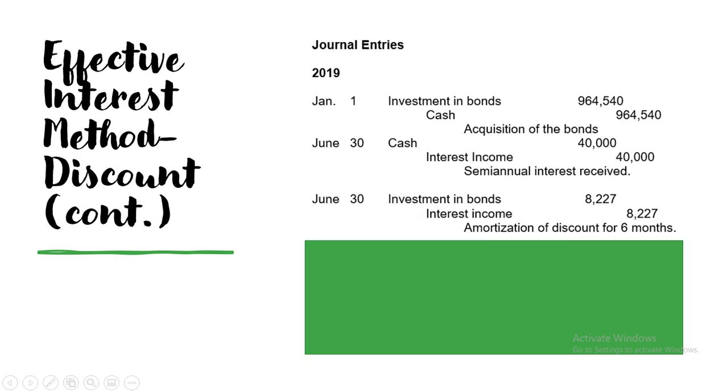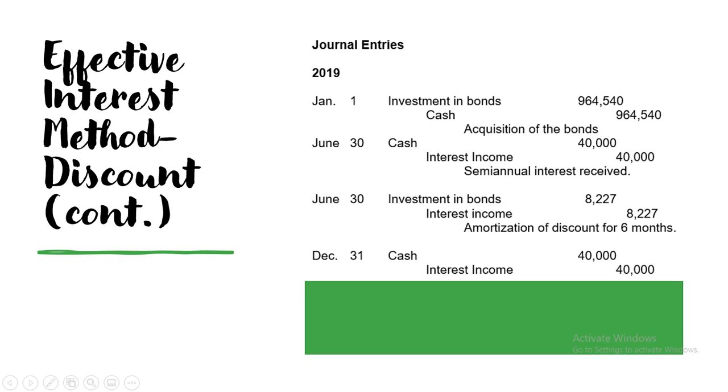And June 30, which is the amortization of the discount for 6 months based on the table. So since this is discount, discount increases the amount of the investment in bonds. That's why you debit investment in bonds, and it would also increase the amount of the interest income. So you credit interest income for 8,227.